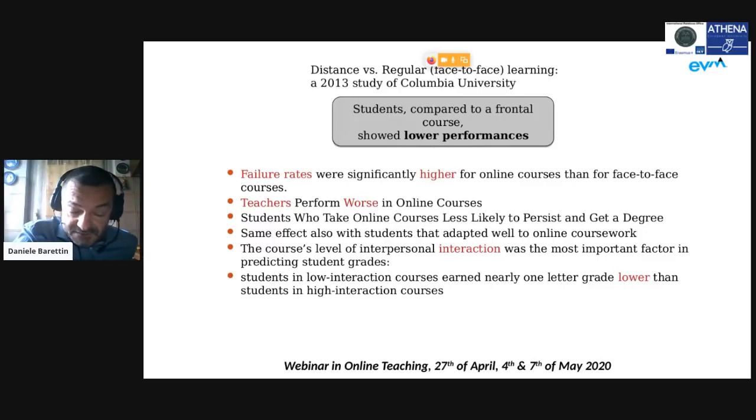Teachers also had the tendency to perform worse in online courses. Students were also more unlikely to get a final degree. And of course, there were a lot of problems in the evaluation. So this study from Columbia tells us the first thing: online teaching is difficult, and it's different. It's quite different, I would say, from face-to-face.